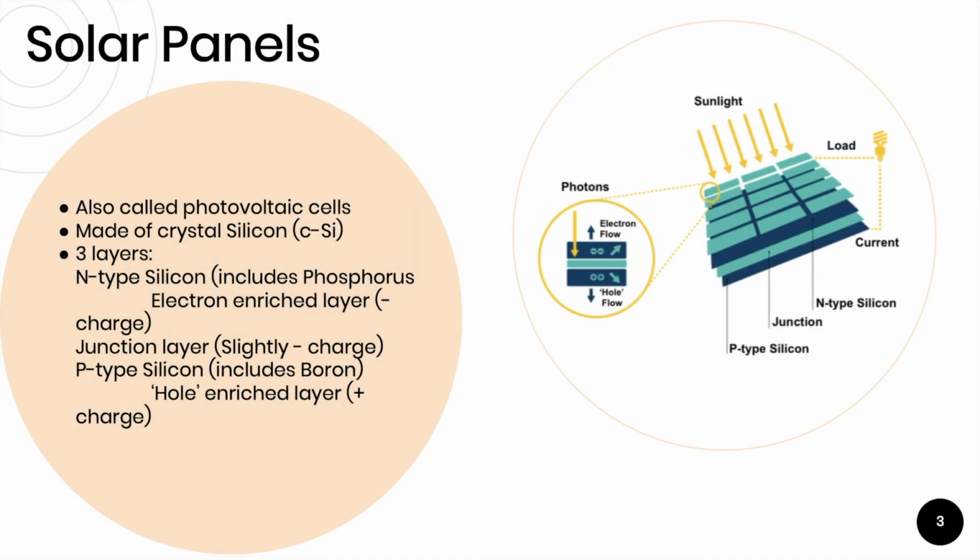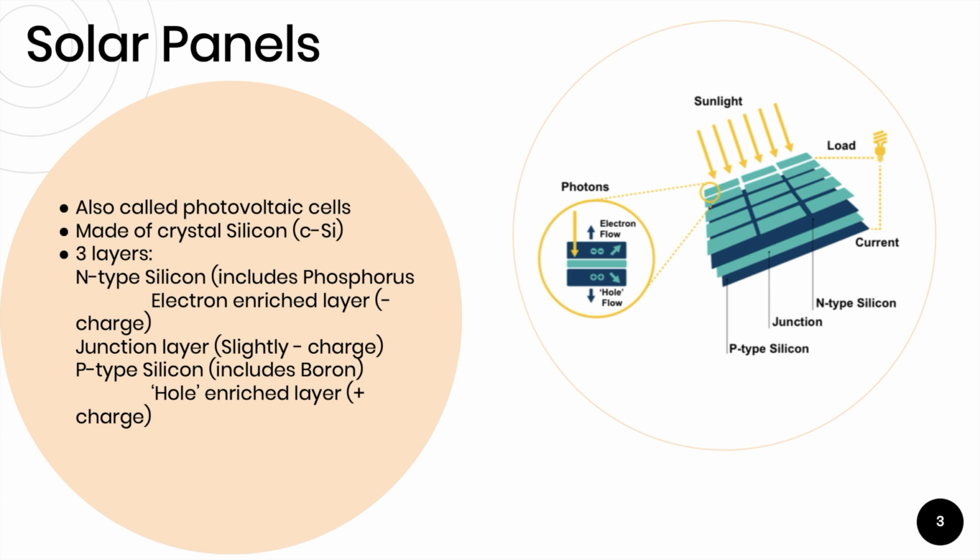Solar panels, also called photovoltaic cells, are made up of 3 layers of crystalline silicon. One is the P layer, which includes some boron in the silicon atom structure. This causes the layer to have an overall positive charge because of the fewer electrons in that layer. The next layer is the junction layer, where most of the reaction actually happens. After that is the N layer, which includes phosphorus to add electrons, thereby giving that layer an overall negative charge.